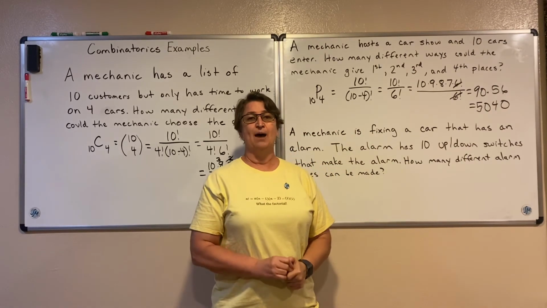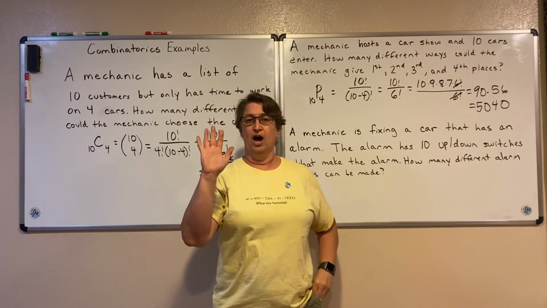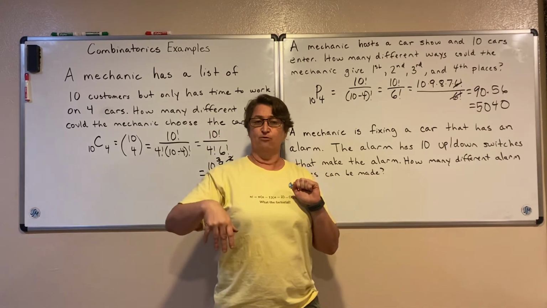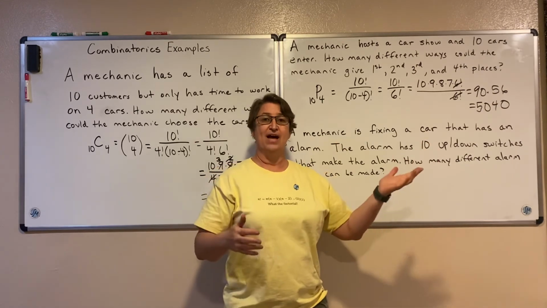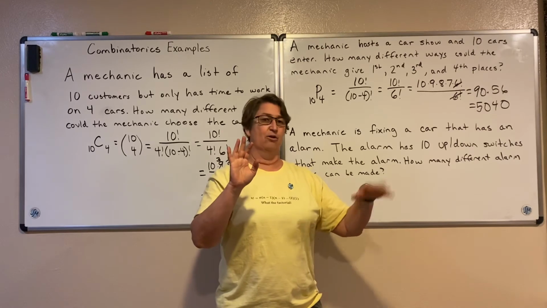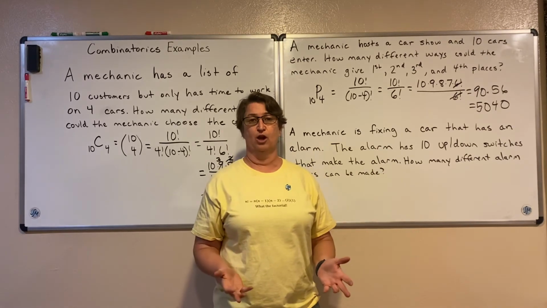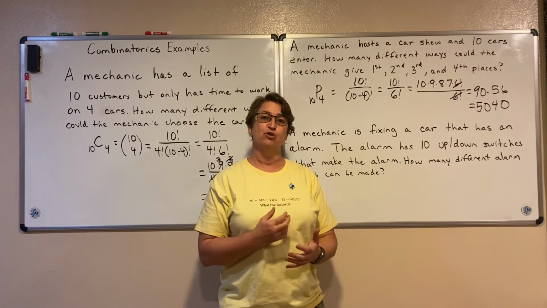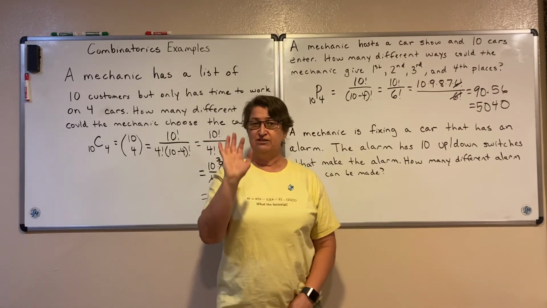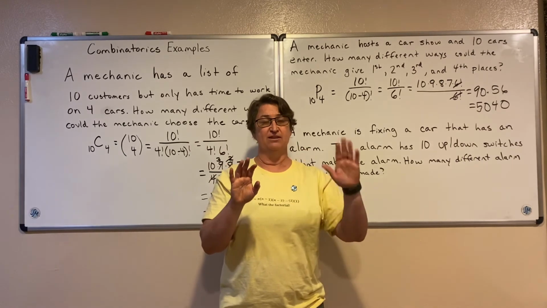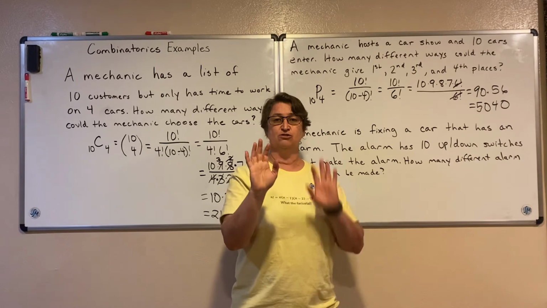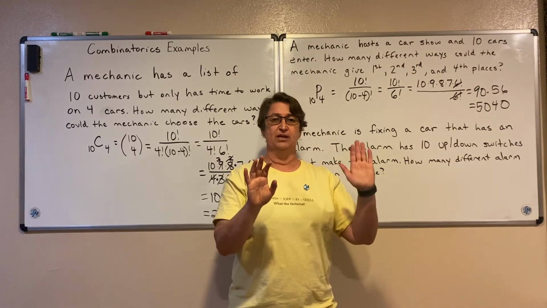So picture what's happening. You can have 1 up and 9 down, and that's one alarm. Or you can have 1 down and 9 up, and that's a different alarm. Or you could have an up, down, up, down, up, down, up, down, and that's a different code for the alarm. And we want to know how many different codes there are. So each one of those switches is an independent event that's occurring.